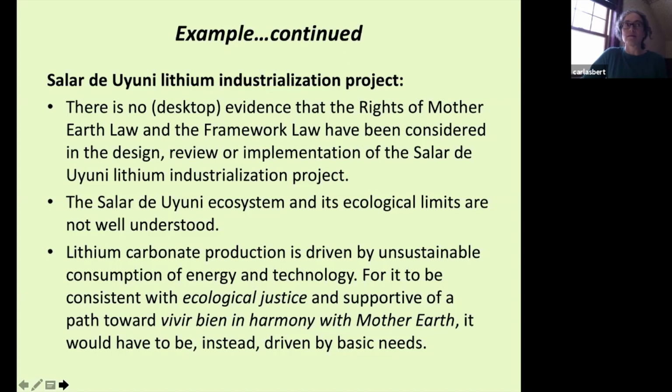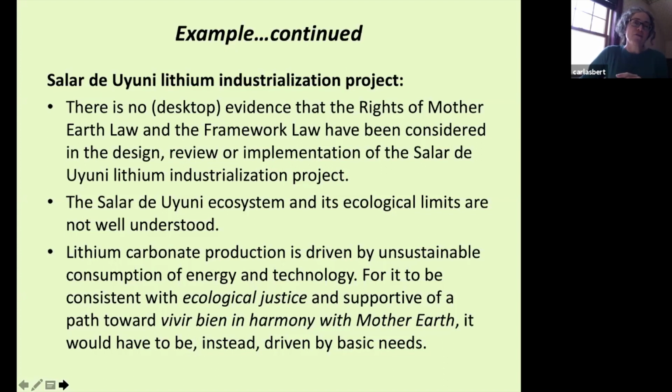As I said, this area where the lithium has been found is called the Salar de Uyuni, and it's a very unique ecosystem, very remote and very poorly understood in terms of ecological limits, and so precaution would require that a lot more be known about what the limits are and how to ensure that a major mining operation would not cross any of those ecological limits. And there's no evidence, or I found no evidence of that.